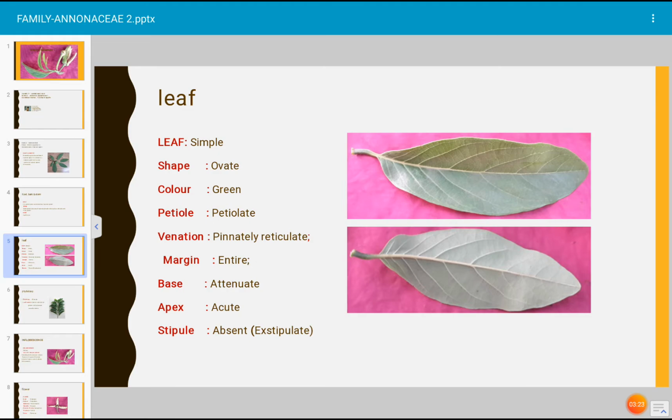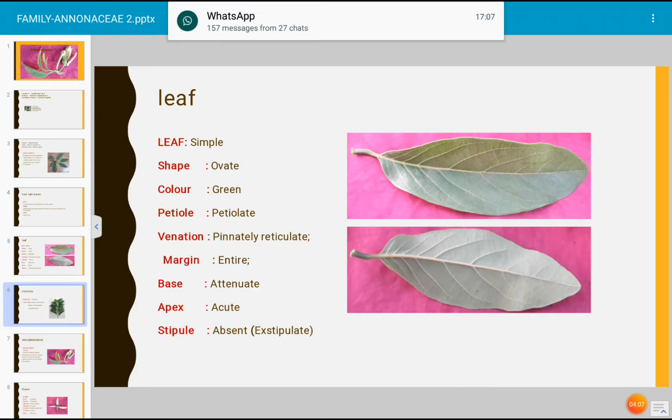Okay. Base of the leaf, it is attenuate. It is broadly narrow. That is attenuate. And the apex is acute. It is also broadly acute, not pointed acute. It is an acute apex. See in the photograph. And in this Annona squamosa plant, at the base of the leaf, there is no small leafy structure present. There is no stipule present. That small leafy structure, when it occurs at the base of the leaf, is called a stipule. That structure is called a stipule, and that stipule is absent in Annona squamosa. Hence, in taxonomic language, such a leaf without stipule is described as exstipulate.